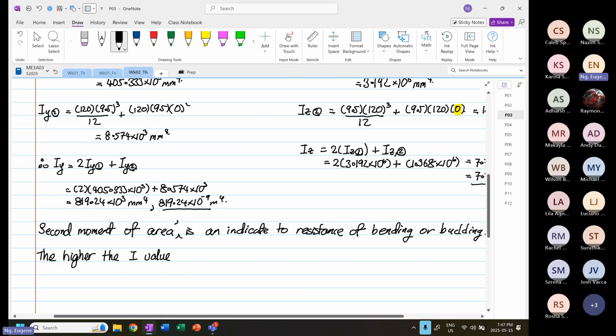so put down here, comma I, the more resistance to either buckling or bending, or buckling.